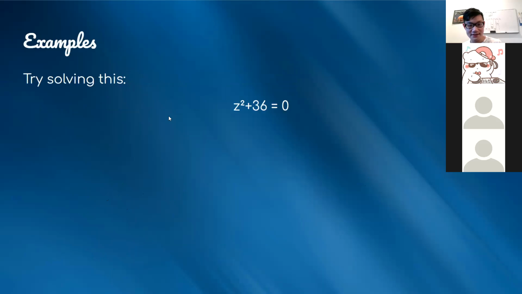So let's try solving this equation. So a little bit of algebra. I'll get you guys started on this. Right? So we're solving for z. We know that z squared plus 36 equals 0. So z squared equals negative 36. So do you guys want to try? What do you think the next step would be to solve this algebraic equation?